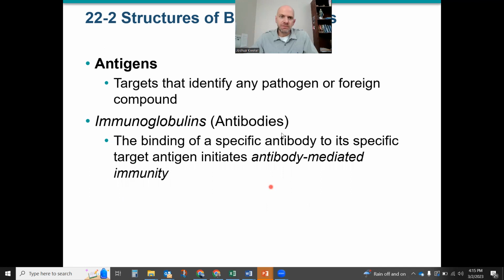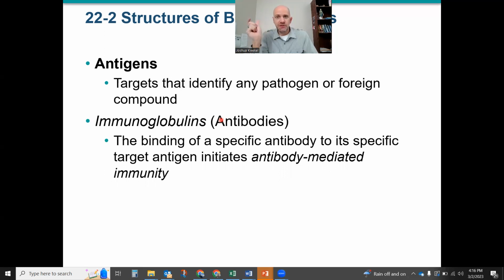All right. Antibodies, we're going to learn a lot more details about B cells and antibodies in just a bit. Some definitions here. An antigen, okay? An antigen is any molecule that elicits an antibody response, okay? It's usually a foreign molecule.